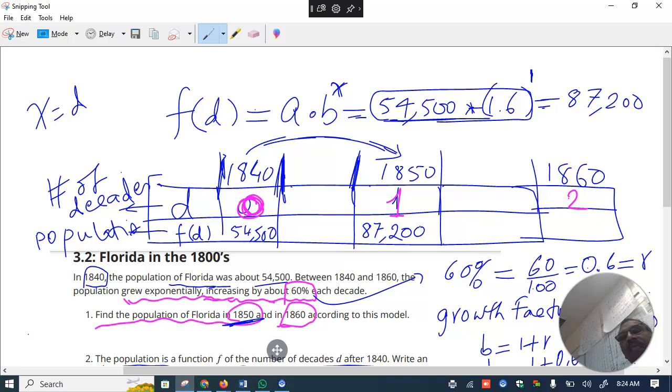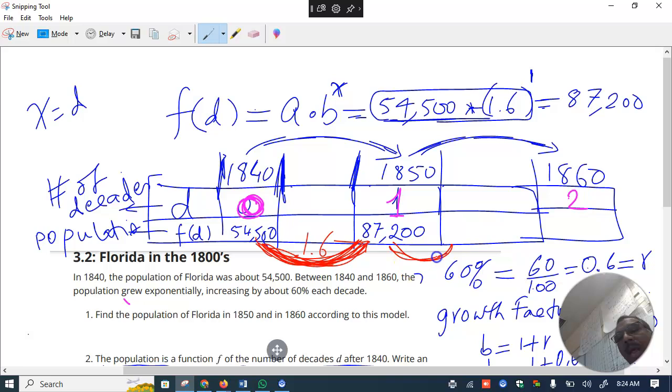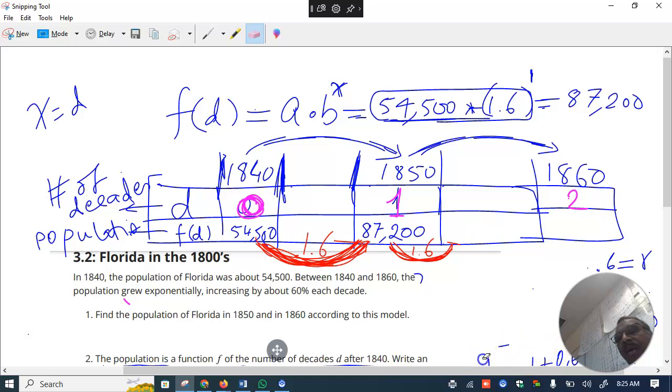Then the second question is, from here, you want to know what happens. So you can multiply one more time by 1.6. Again, let me show this right here. You're multiplying this number by the growth factor 1.6. Then again you multiply by 1.6. So there are two ways you can do it. One way is to directly multiply the population of 1850.